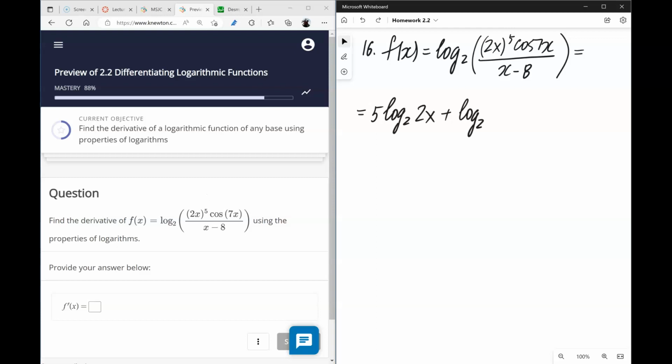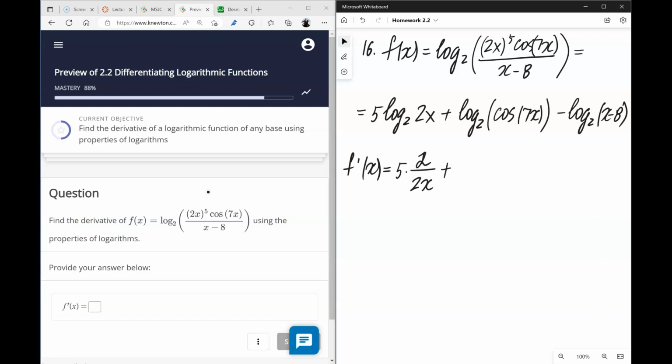This is not multiplication. It's log of cosine of 7x. So I should put parentheses here. Minus log base 2 of x minus 8. And now differentiating this function is easy term by term or piece by piece. So we're going to have 5 times 1 over 2x times derivative of 2x, which is 2. Which reduces to 1 over x.